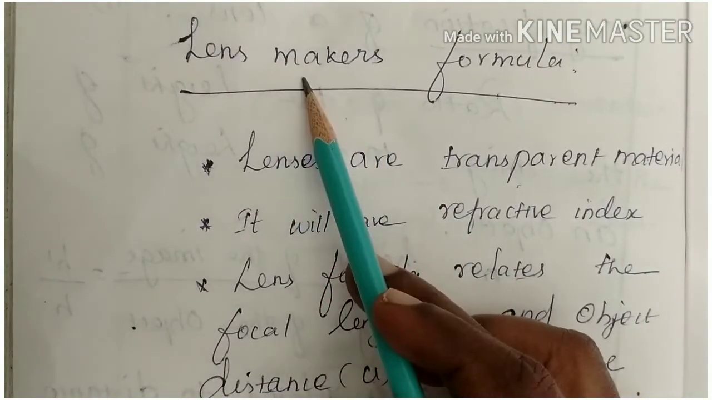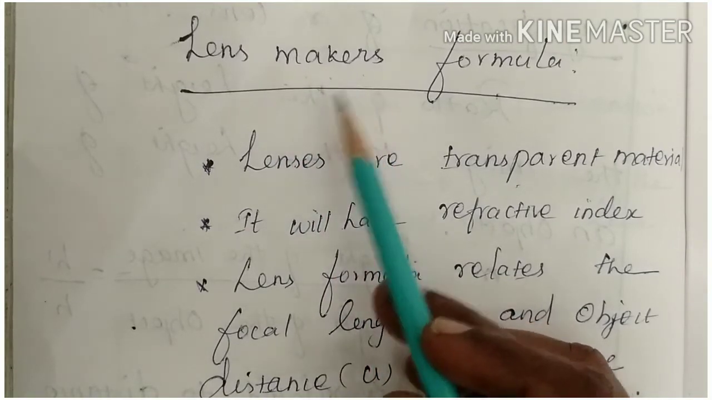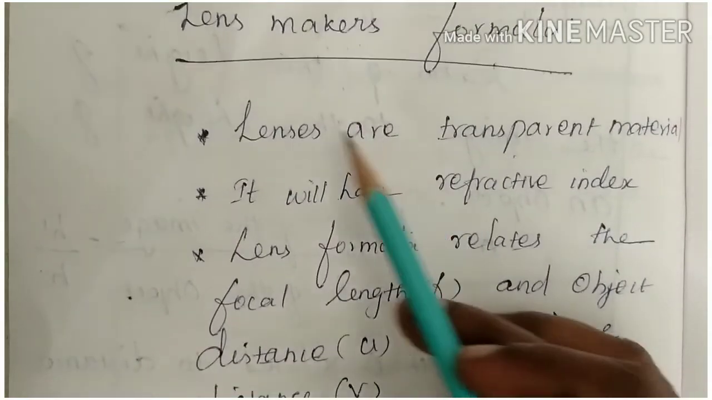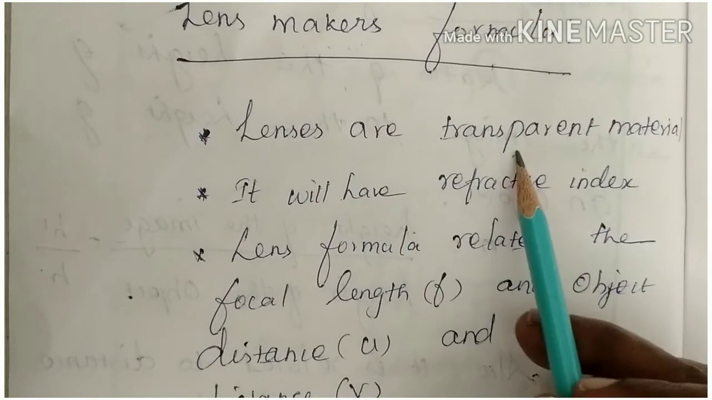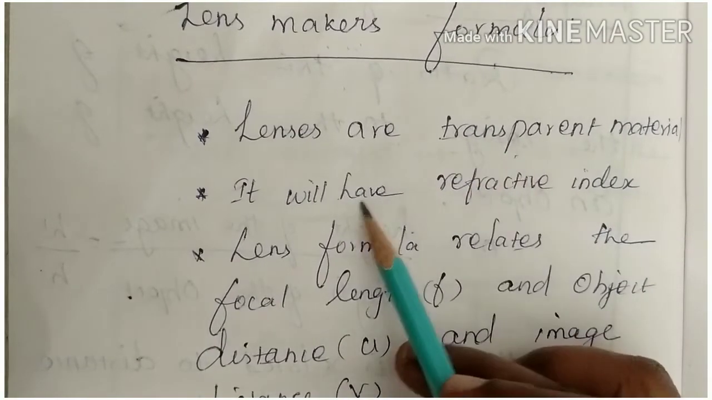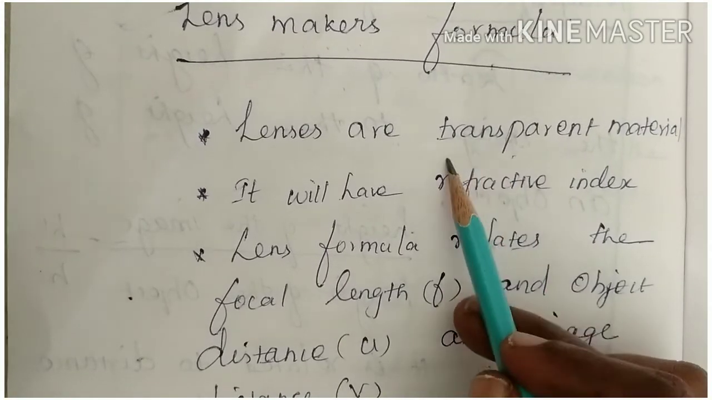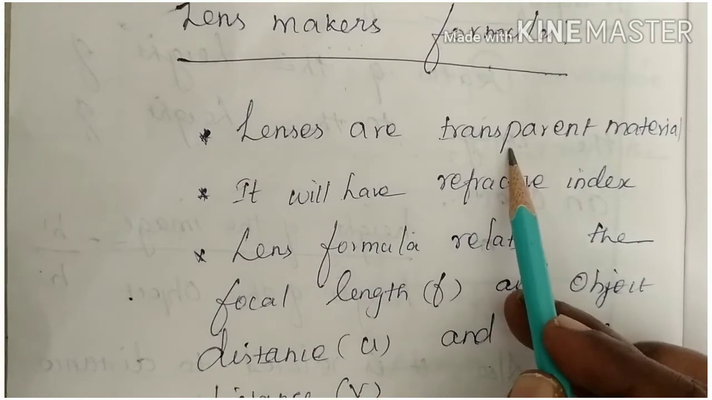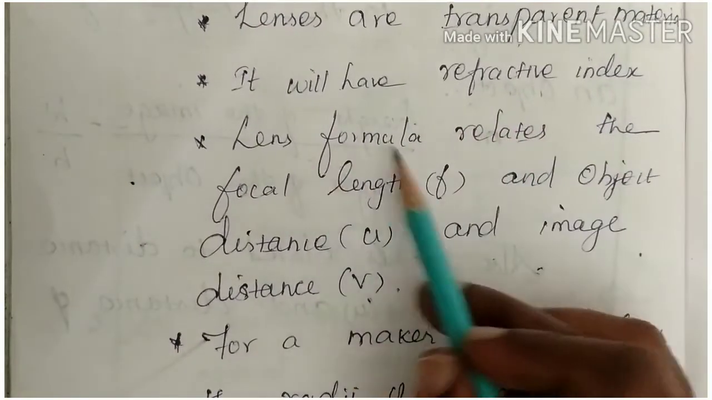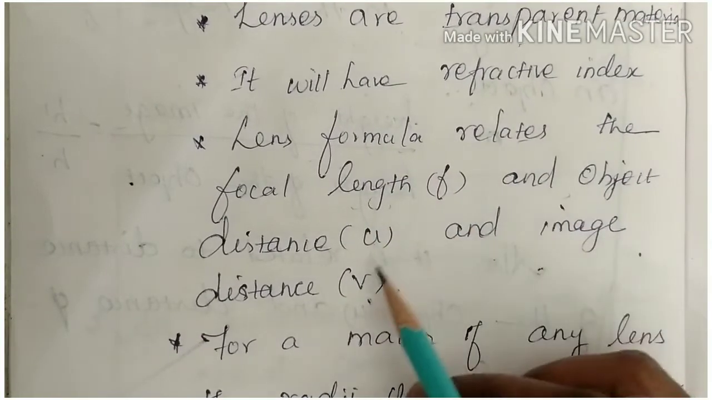We have already learned what the lens formula is. Now we are going to learn the lens maker's formula, the things that those who make lenses have to note. You all know that lenses are made of transparent material, and all transparent materials have a refractive index. So lenses will have a refractive index. And the lens formula relates the focal length, object distance and image distance.